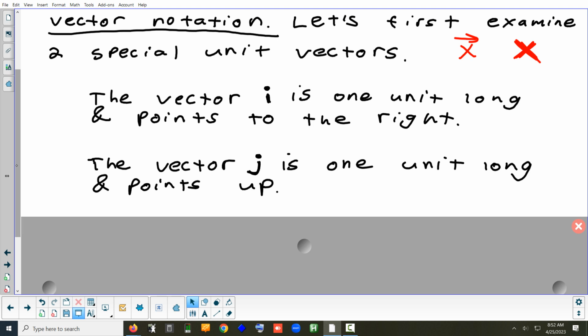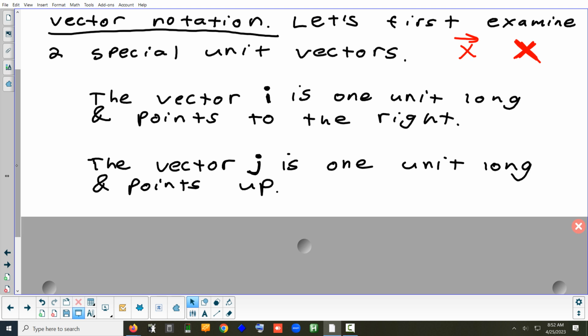Now I mentioned K. K I'm not going to put up there right now. K is if we were doing 3D. So I is the one that points left and right. J is up and down. K would be like in and out of the board. Okay, that'd be 3D. For now, we're just going to stick with I and J.